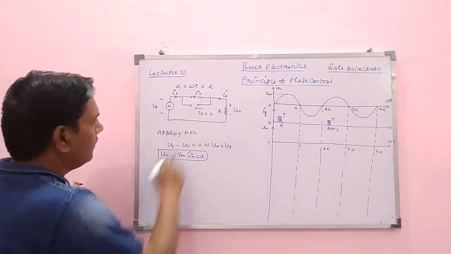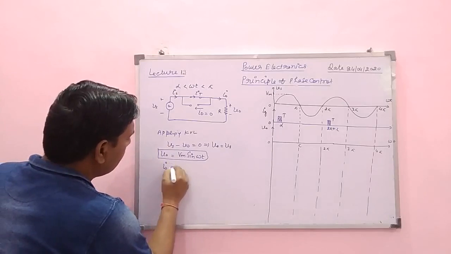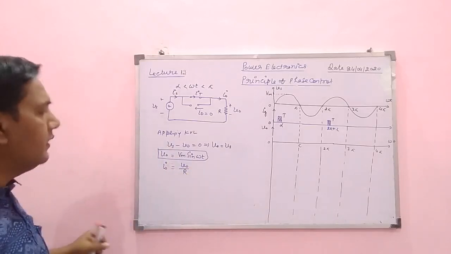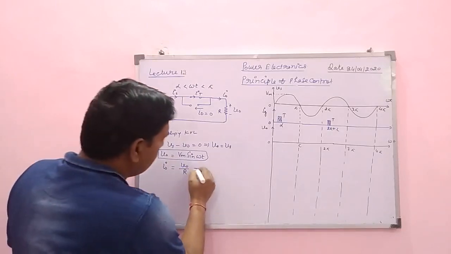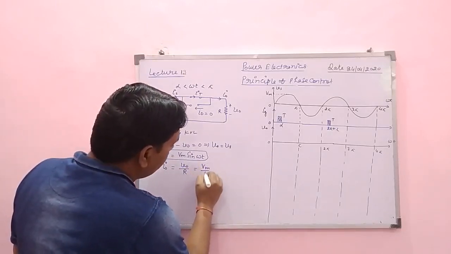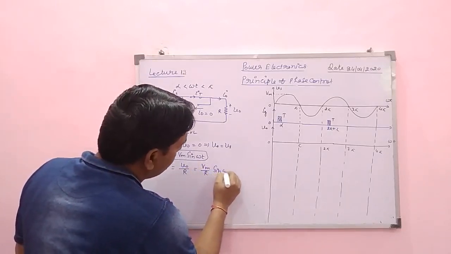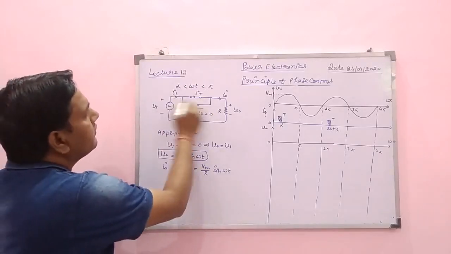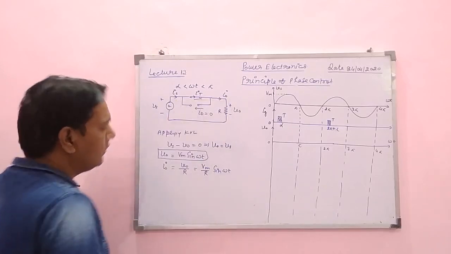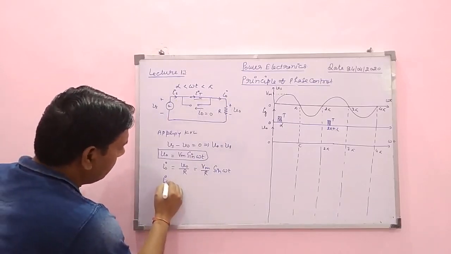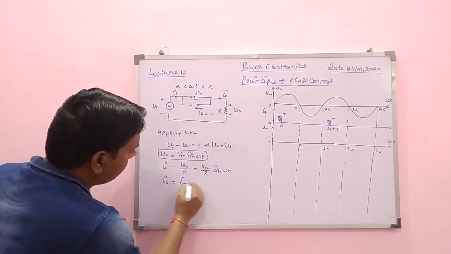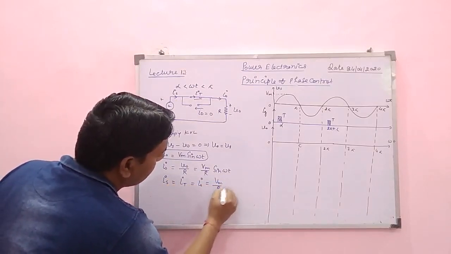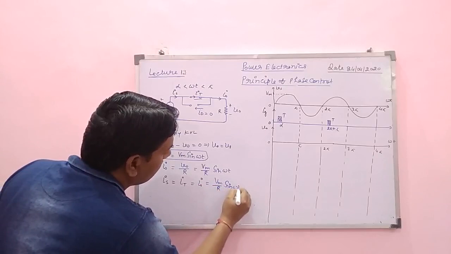Okay. Now, what is I naught? Output current is simply V naught divided by R, because it is the resistive type of load. So it will be Vm upon R sin omega t. Now you can see that supply current is equal to thyristor current and is equal to I naught. So supply current Is is equal to IT, which is equal to I naught, which is equal to Vm upon R into sin omega t.